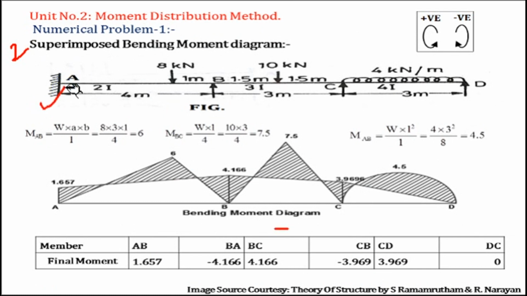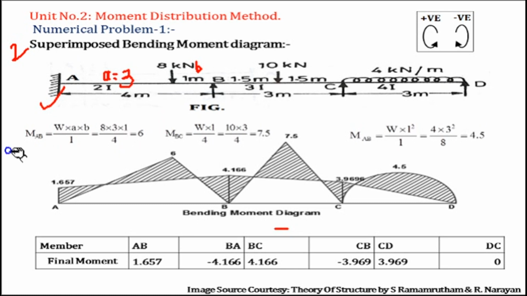So this is the given figure, a loading diagram. Span AB, point load 8 kN, unsymmetrical, acting at a distance of 3 meter from A and 1 meter from B support.